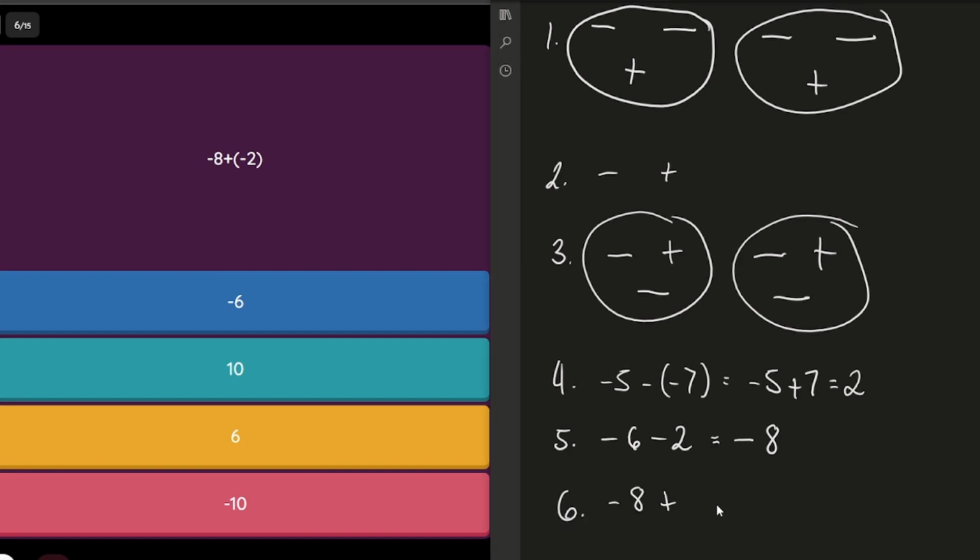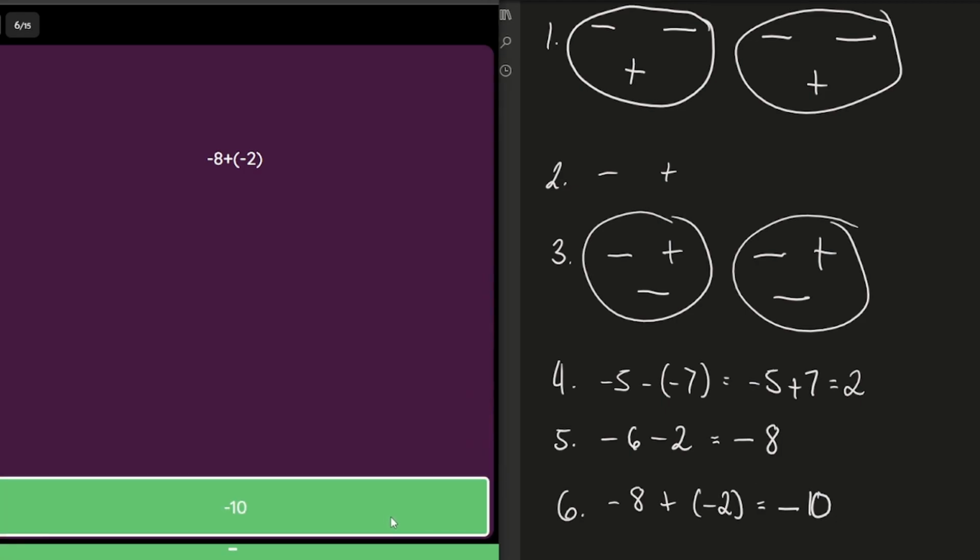We have question number 6. -8 plus -2. They have the same sign, and a negative plus a negative will give you a negative. 8 plus 2 is 10. The answer is -10. There you go.